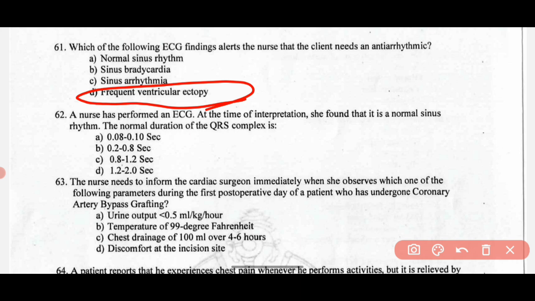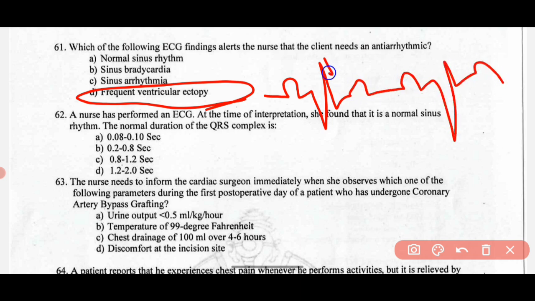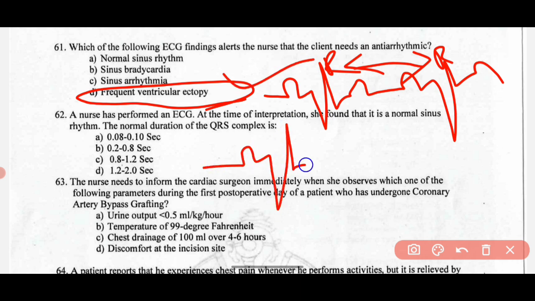Frequent ventricular ectopy is the other name for premature ventricular contractions. You can see this is the normal P, QRS, T. Again P, QRS, T. This is the R interval. This is the normal one. In case of premature ventricular contraction, you can see the ECG waves will be very short.